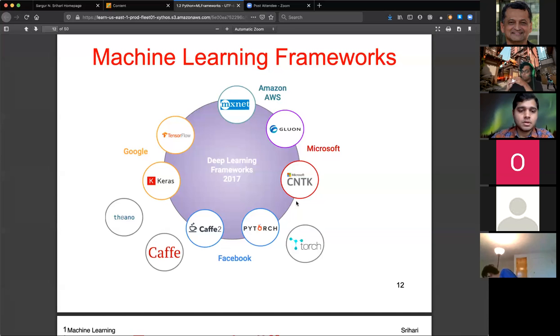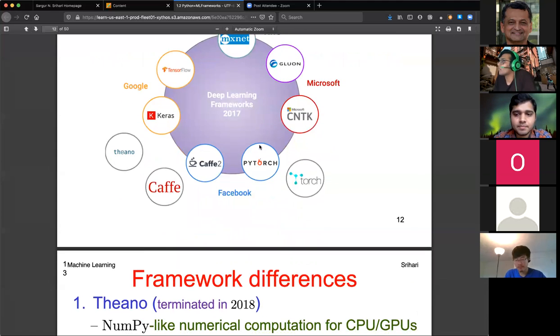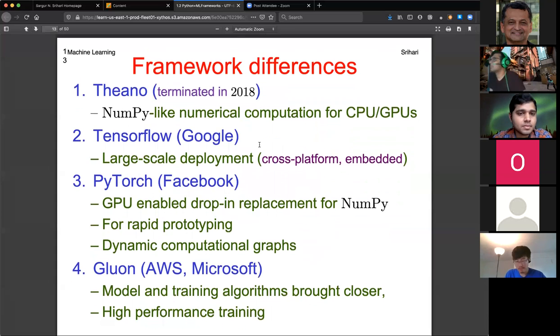These are the Seattle companies, Amazon and Microsoft, and they had a machine learning framework called Gluon. I don't know how widely it's being used. Maybe I need to update this slide with what's exactly happening today on that. So what are the differences on these frameworks?